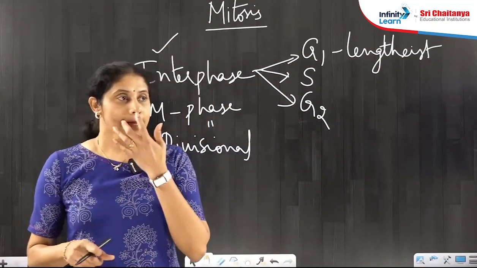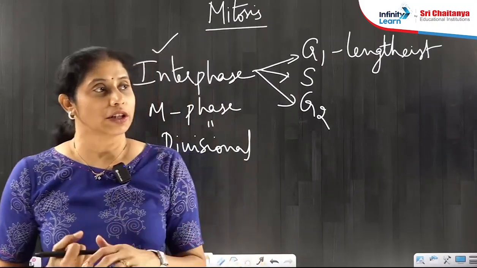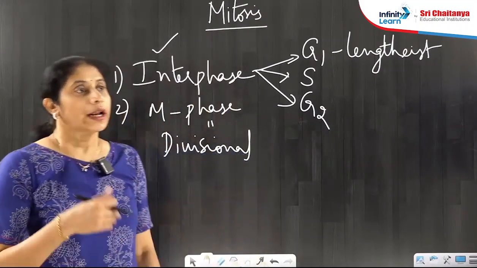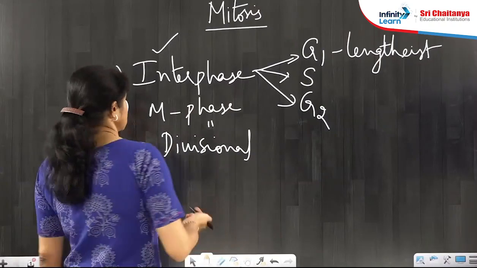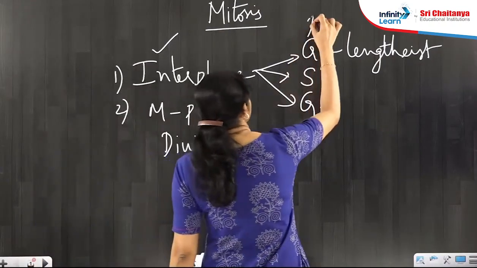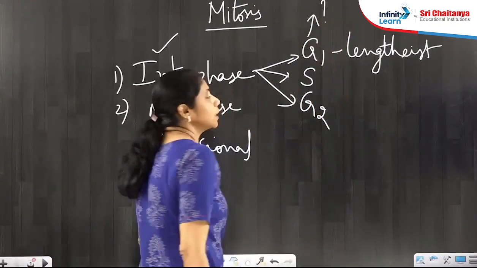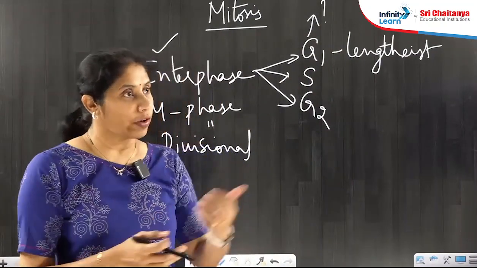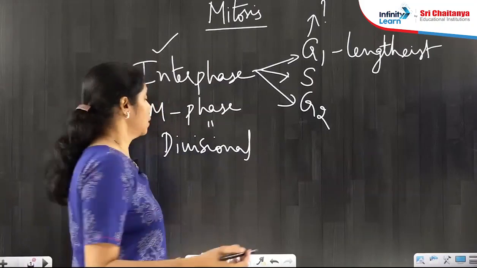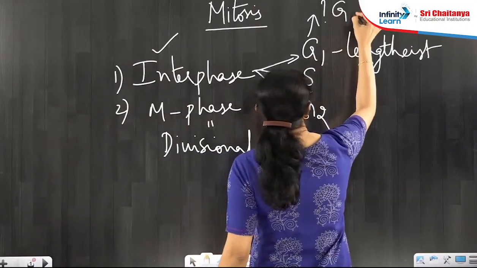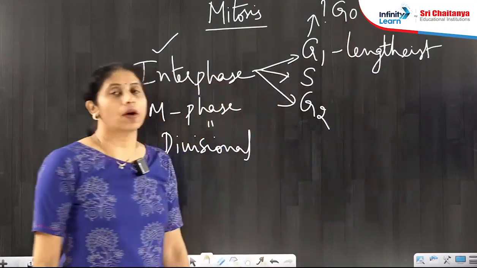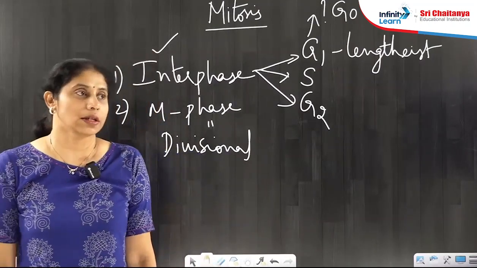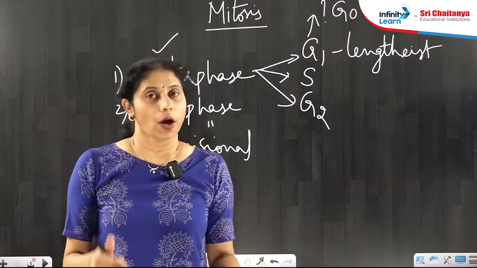Good. If a cell stops division, from G1 it enters to some phase. What is that phase? If the cell wants to stop the division, G0, very good. So it enters from G1 to G0 phase. It is also called as quiescent stage. Very good. Quiescent stage. Okay.